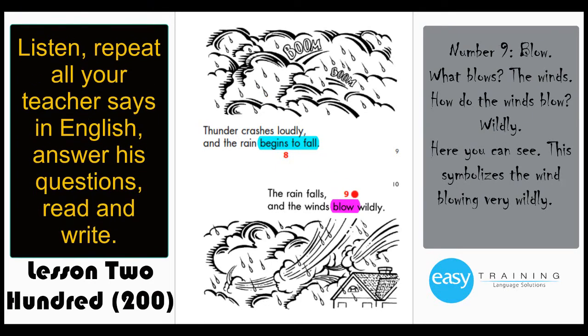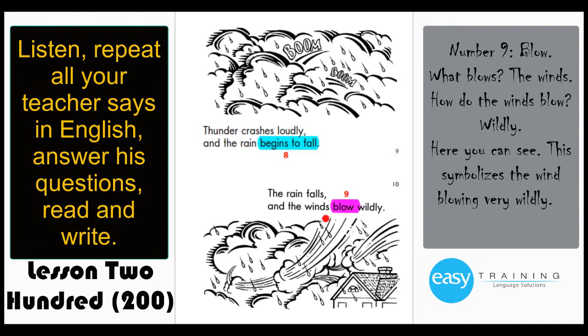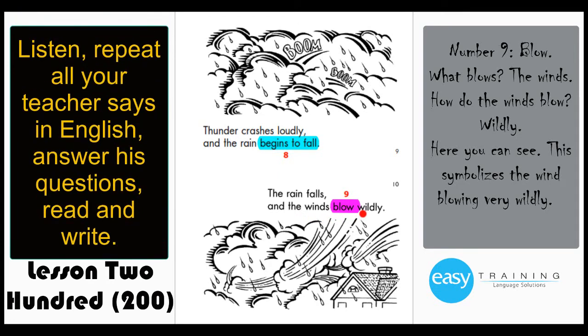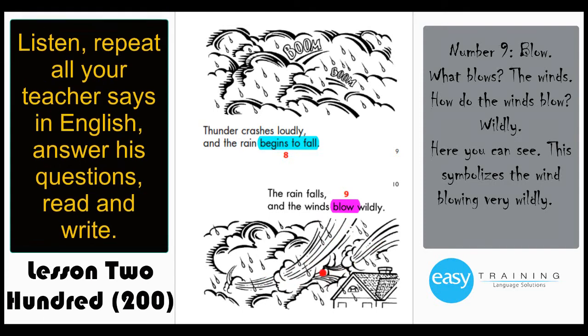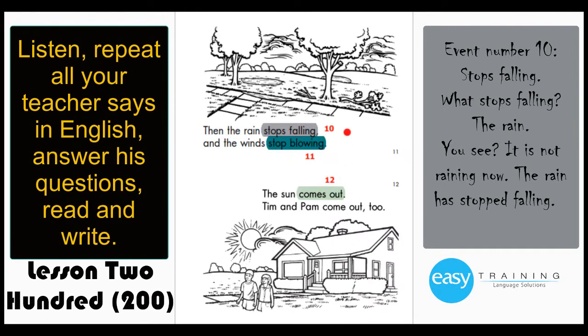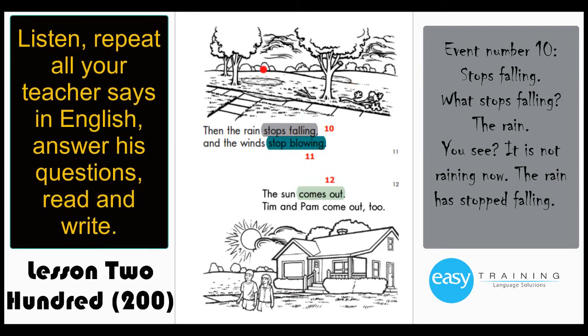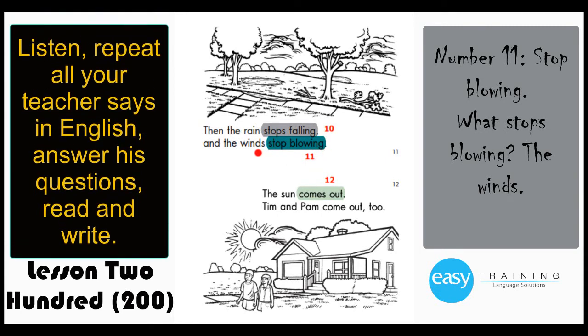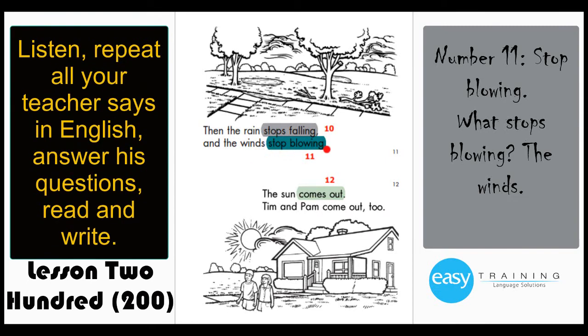Number 9. Blow. What blows? The winds. The winds blow. How do the winds blow? Wildly. The winds blow wildly. Here you can see this symbolizes the wind blowing very wildly. Event number 10. Stops falling. What stops falling? The rain. The rain stops falling. You see, it is not raining now. The rain has stopped falling. Number 11. Stop blowing. What stops blowing? The winds. The winds stop blowing.